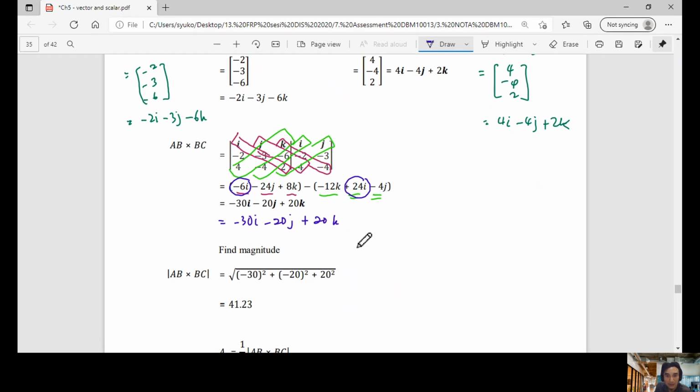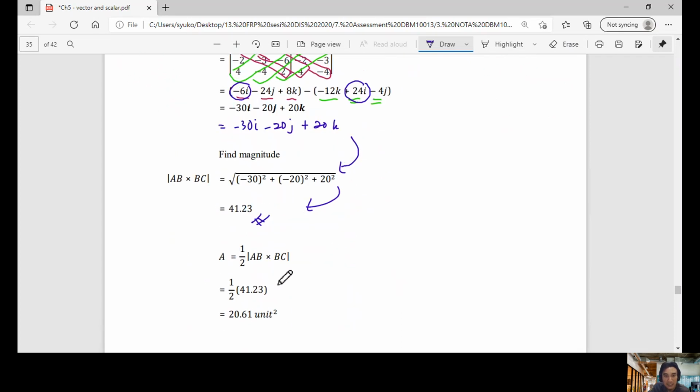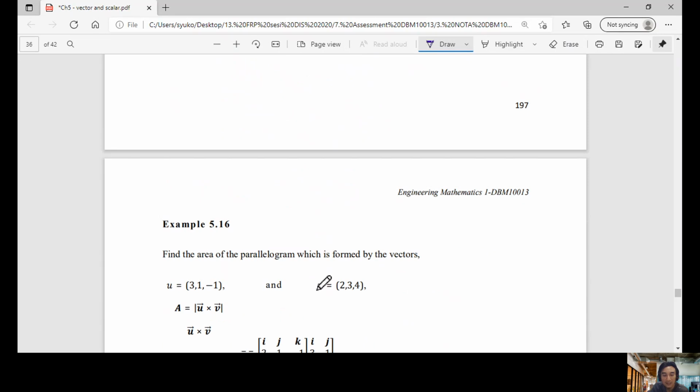So then after that, we continue with the magnitude and then calculate, and you can use your calculator to find the magnitude of the vector AB times vector BC. And the final step is you must divide by 2 or times 1 over 2. So you guys will get the answer of the area of triangle equals 20.61 unit square. Okay, make sure you guys put the unit square. Okay, so this is the example for the area of the triangle.